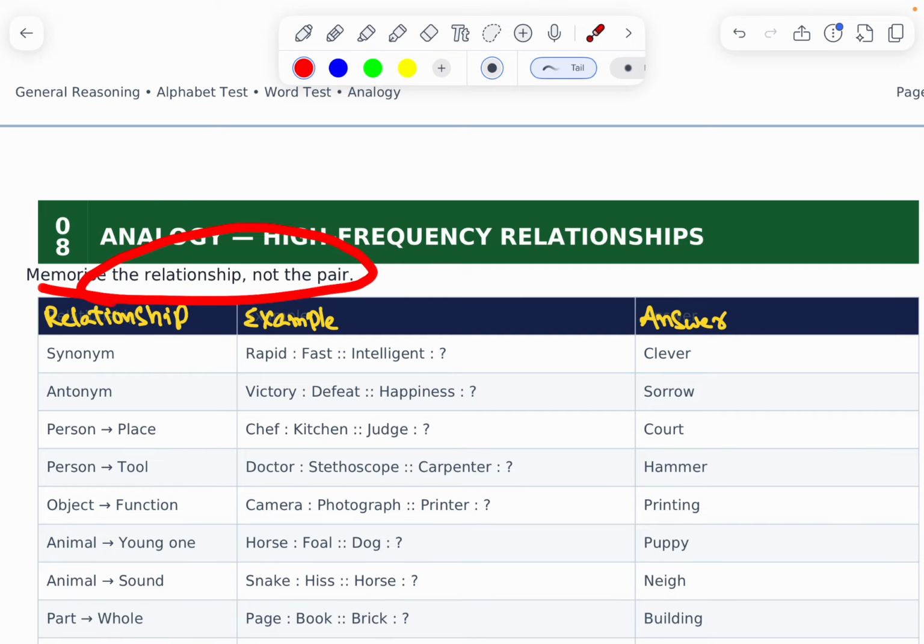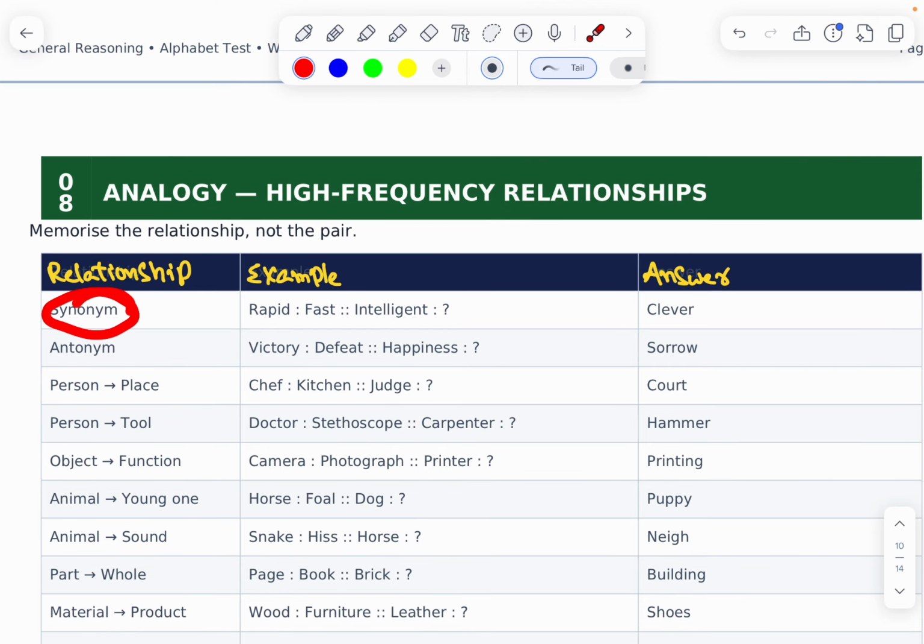Next, analogy with high frequency relations. Memorize the relationship, not the pair. Okay. Synonym, its meaning almost same meaning. Rapid, fast. Intelligence means clever. Antonym means opposite. Victory, defeat. Happiness, sorrow. Sorrow means sad. Person, place. Chef related to the kitchen. Judge related to the court.